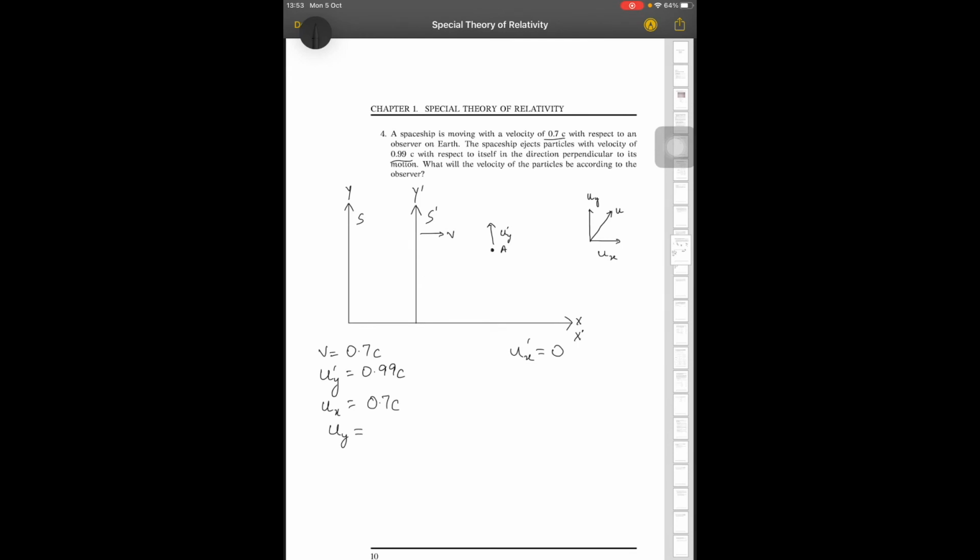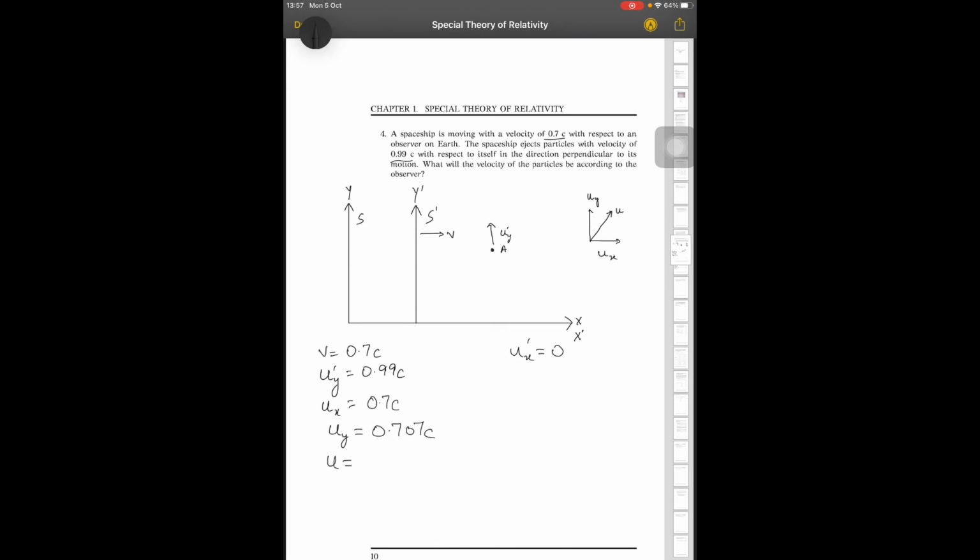And uy equals uy dash upon gamma into 1 plus ux dash into v upon c square, which is equal to 0.99 c root of 1 minus (0.7 c) square upon c square, we'll put the brackets here, upon 1 plus 0, which is equal to 0.99 c root of 0.51, which is equal to 0.707 c.